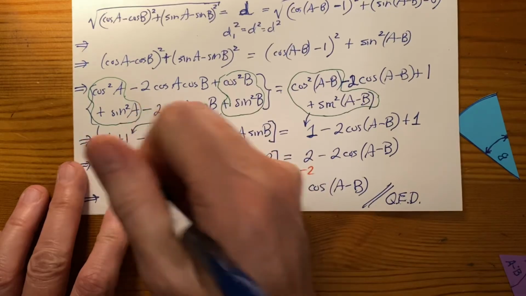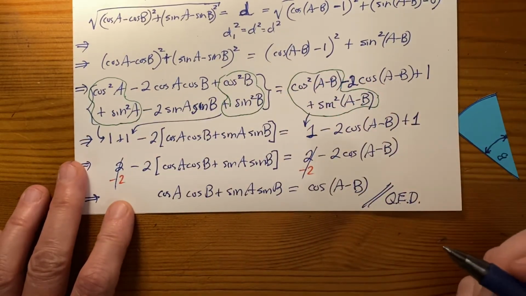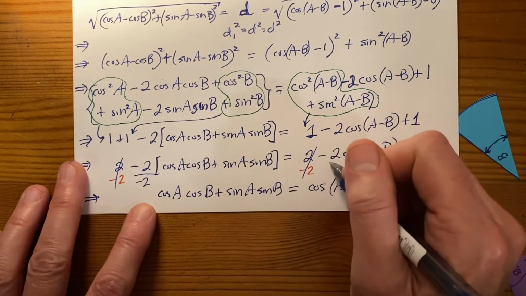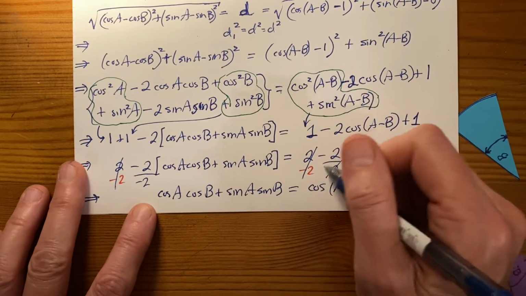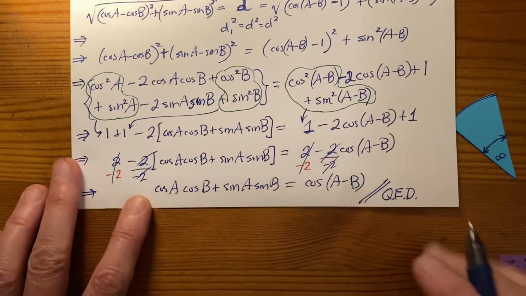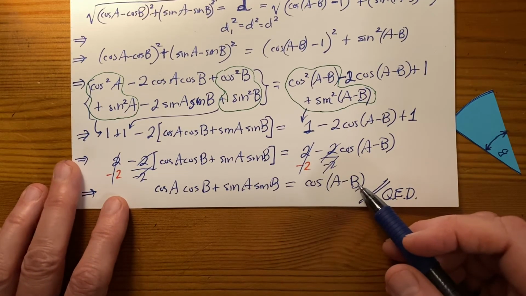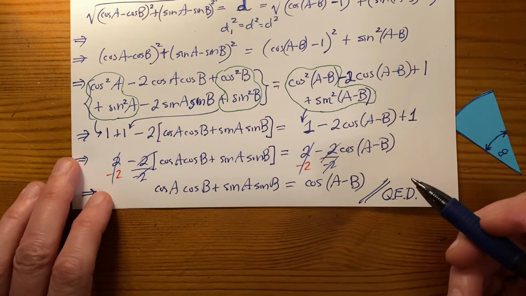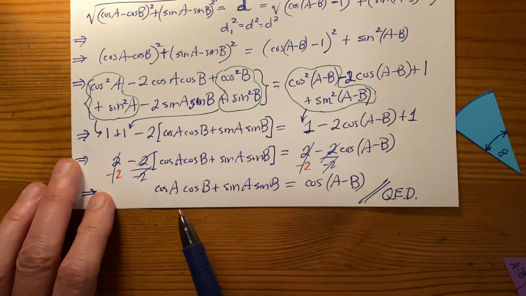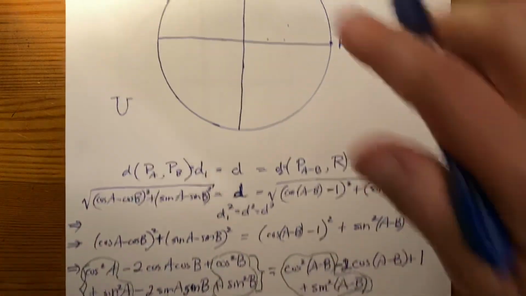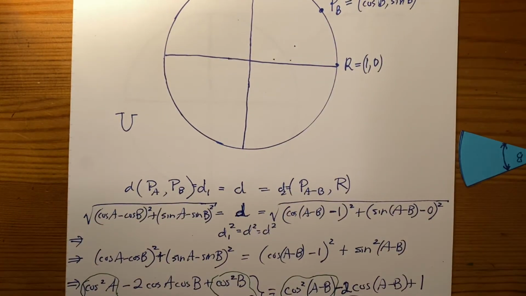These 2's, those cancel. Now let's divide through by a negative 2 on both sides. Those cancel, and we're left with our result. That the cosine of the difference of two angles is not the cosine of A minus the cosine of B, but rather it's the product of their cosines added to the product of their sines. That was our claim, and so that proof is done.